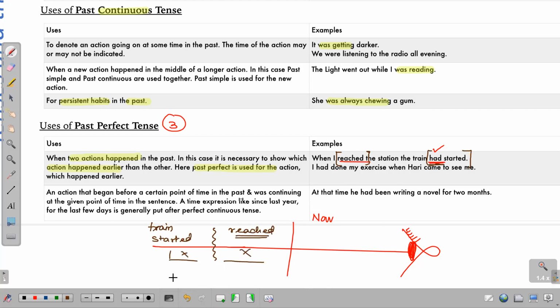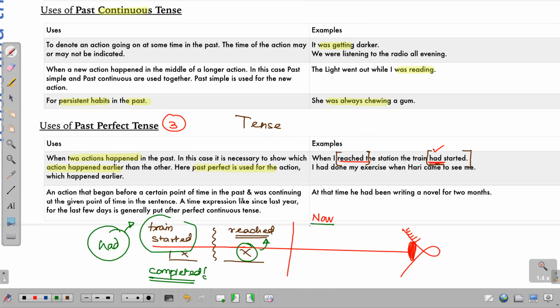So this now marks the tense consistency. Why? Because obviously when you reach, the train had already started. So this action was actually completed. And therefore I will put a "had" here to show that this action was actually completed with respect to this action of reaching. And now my relative observer will be comfortable. So "I had done my exercise." This action, done exercise, happened when Hari came to see me. So Hari came to see me, and then I had done my exercise.